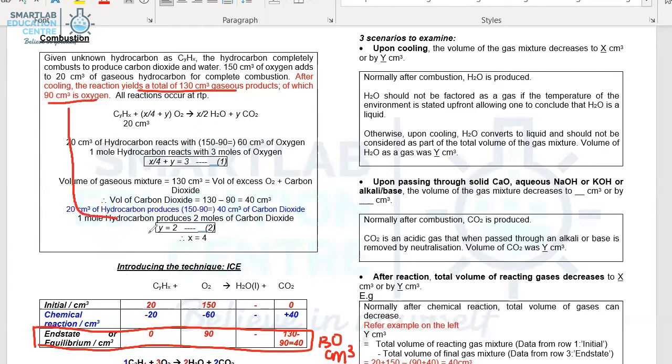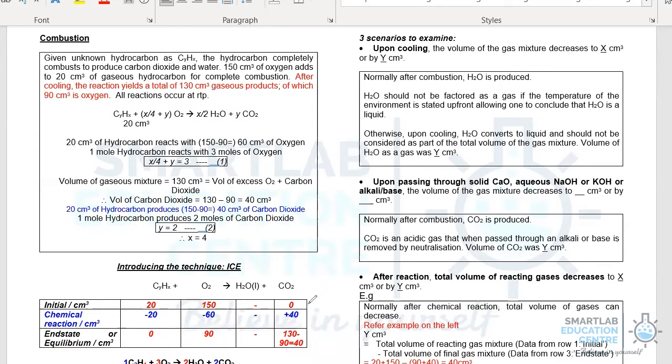So with that, we can fill up the 90 cm³ here, because that's the end state for the amount of oxygen that we get. And since we know that the gaseous hydrocarbon undergoes complete combustion, then we can conclude that there's 0 cm³ hydrocarbon left after the reaction. So in this case, the volume of 0 plus 90 plus this number must give me 130 cm³. And we can therefore conclude that this is 130 minus 90, which gives us 40 cm³.